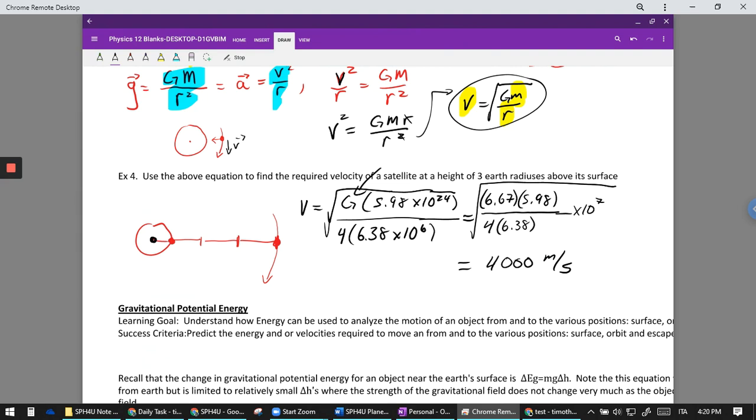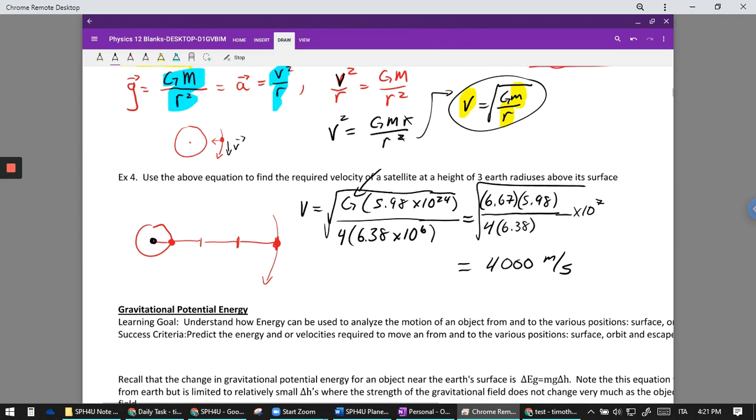At first I got an answer that was huge. I was like, oh man, I must have done something wrong here. And then I realized I forgot to take the square root, because I didn't write my square root there. So I got a giant number, which was crazy. I was thinking, that's faster than the speed of light. This isn't right. So just don't forget that this was supposed to be square rooted. All right, there you have it.